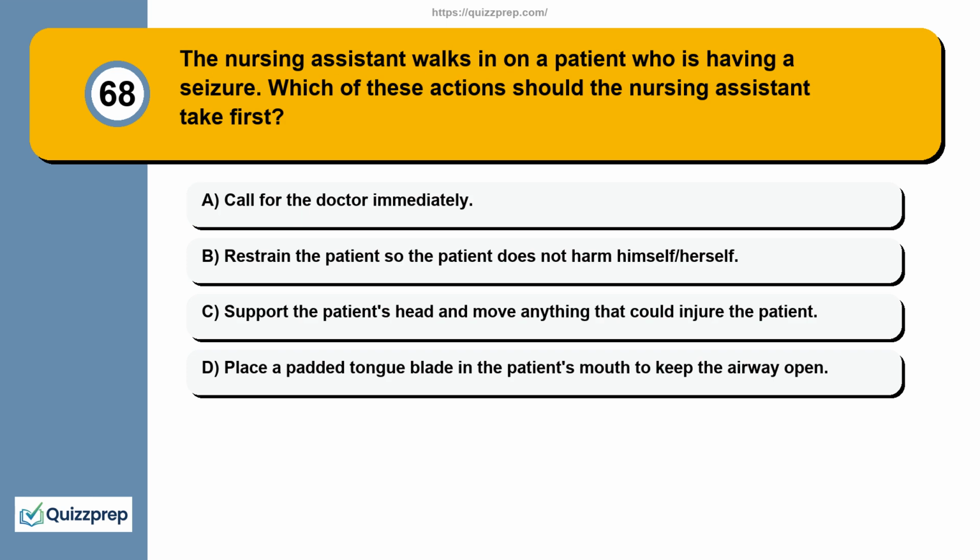Question 68. The nursing assistant walks in on a patient who is having a seizure. Which of these actions should the nursing assistant take first? Call for the doctor immediately. Restrain the patient so the patient does not harm himself or herself. Support the patient's head and move anything that could injure the patient. Place a padded tongue blade in the patient's mouth to keep the airway open.